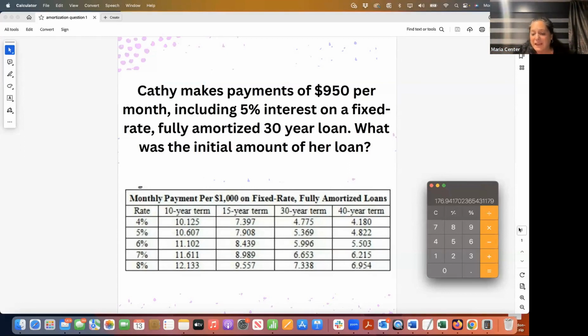So if we take that 176.94 and multiply it by $1,000, her loan amount was $176,941.70. All right, that was a lot.